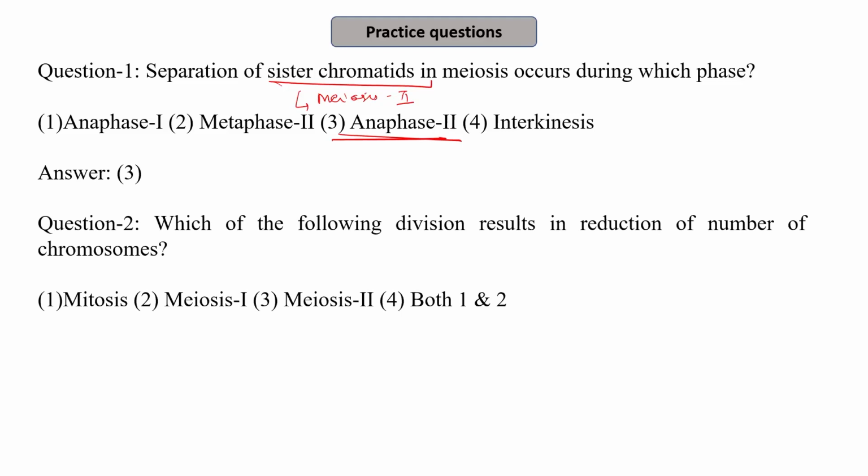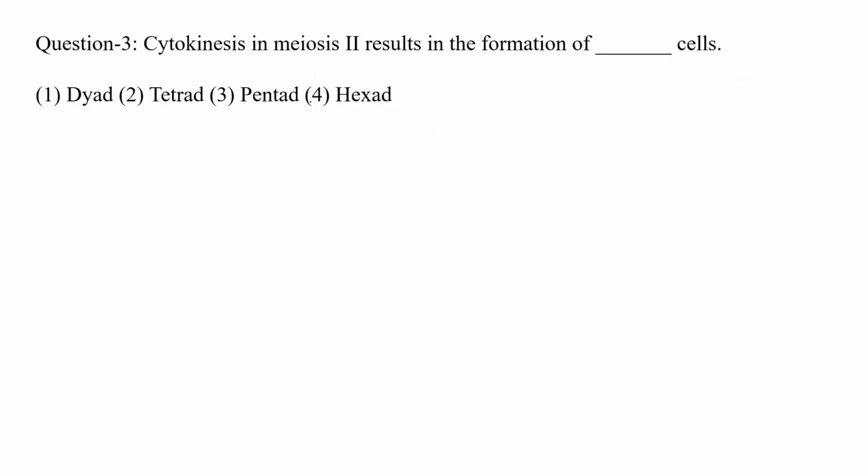Second question is, which of the following divisions results in the reduction of the number of chromosomes? It is meiosis 1 that leads to the reduction in the number of chromosomes. In meiosis 1, there is a separation of homologous chromosomes, resulting in the reduction of the chromosomes. Next is, cytokinesis in meiosis 2 results in the formation of tetrad cells, that is, the 4 haploid cells are formed, right?